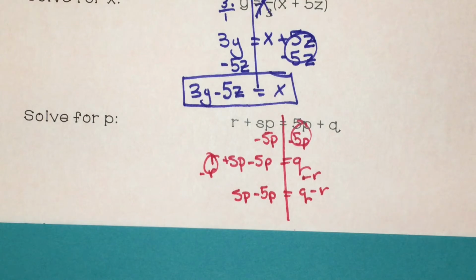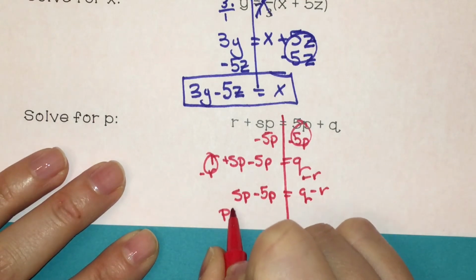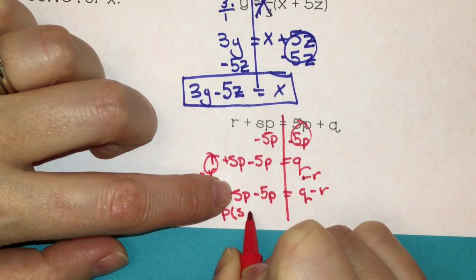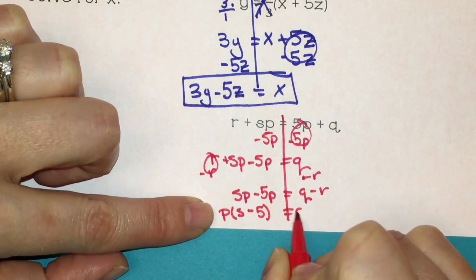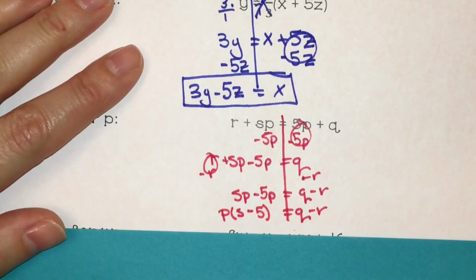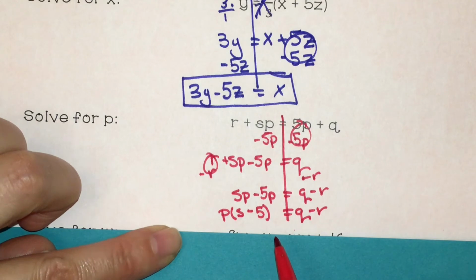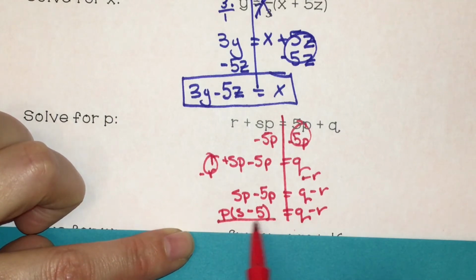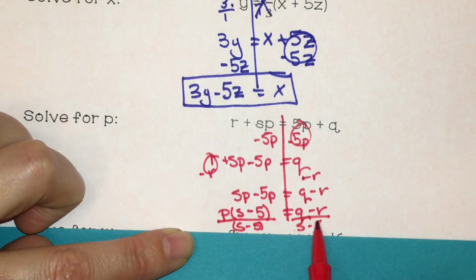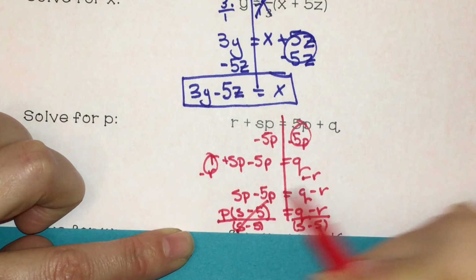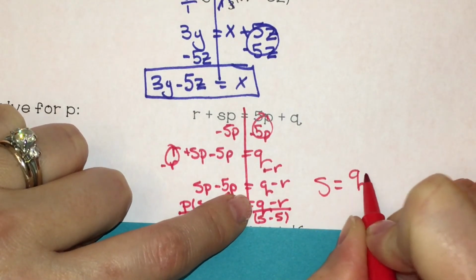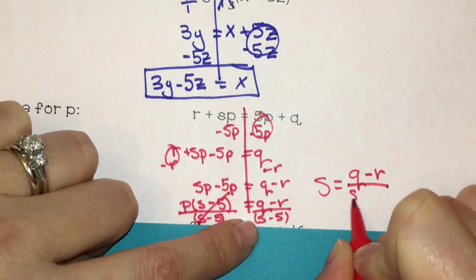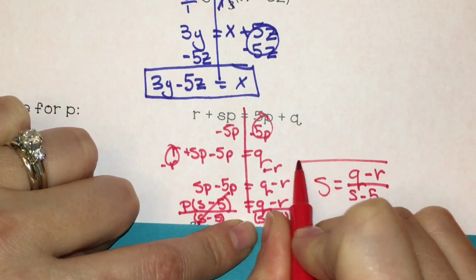All right, here's where I factor out that p. And what am I left with? Once I got rid of the p there, I'm left with s minus, when I took that p away, I'm left with a 5 equals q minus r. All right. P is being multiplied by s minus 5. So we're going to divide by s minus 5 on both sides. S minus 5 divided by s minus 5 is 1. So we're left with p is equal to q minus r over s minus 5.